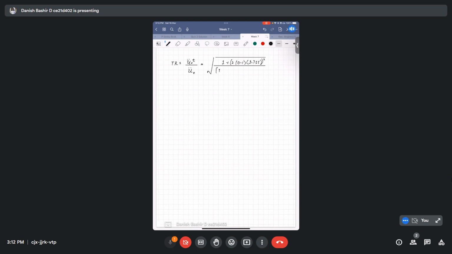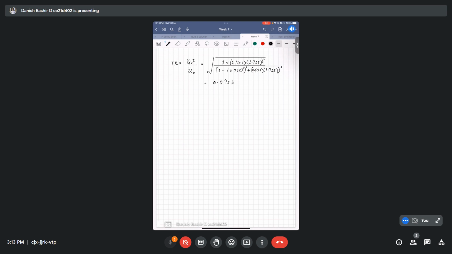It is 1 minus phi, 3.755 whole square, plus twice 0.1 into 3.755 whole square. Okay, and we will solve, we will get it as 0.0953. So from this you can clearly interpret that only 9.5% of the acceleration will be transmitted.